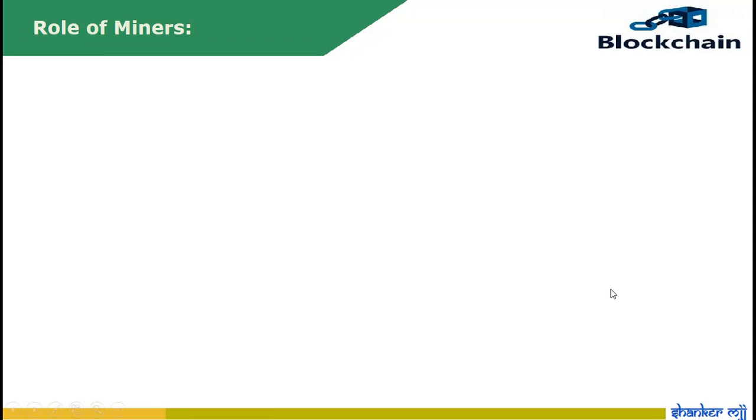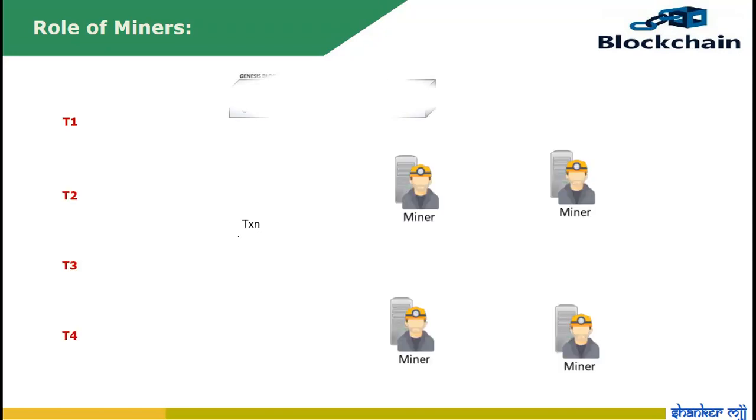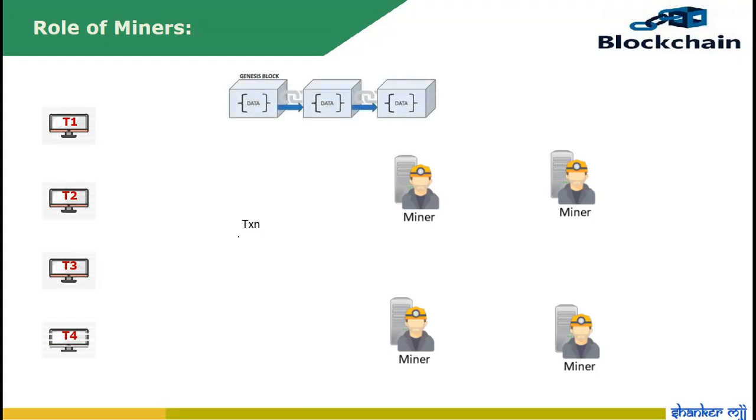Roles of a miner. Let's see what the role of a miner is. Suppose in a blockchain network, there are 4 different miners that exist, which are anonymous. Their duty is to run the blockchain algorithm called proof of work to validate transactions. Assume that there are 4 different transactions initiated by 4 different persons, namely T1, T2, T3 and T4. Now these transactions will reach the transaction pool.